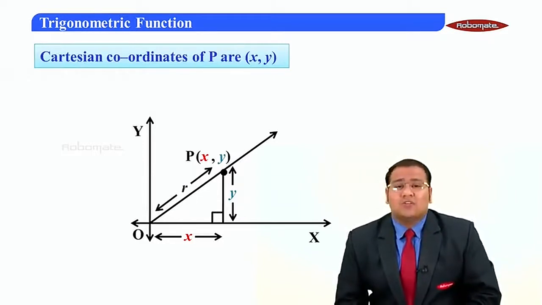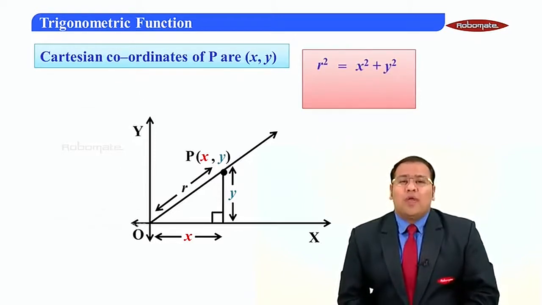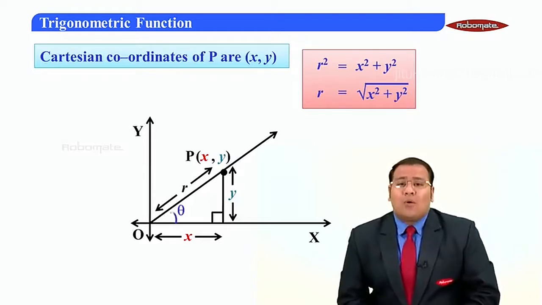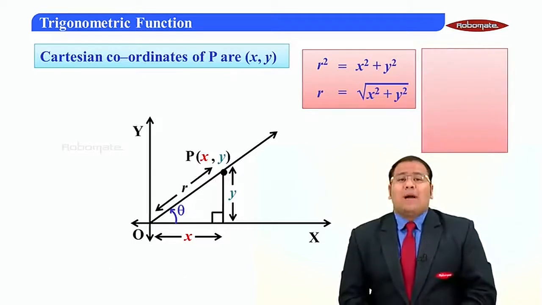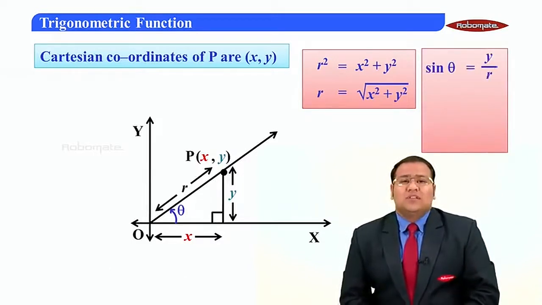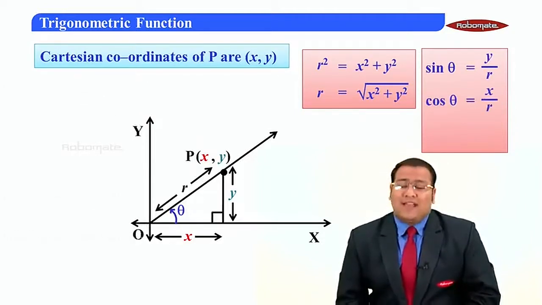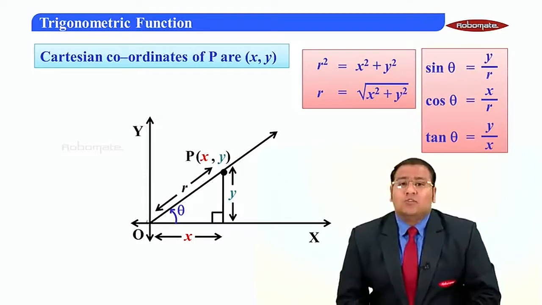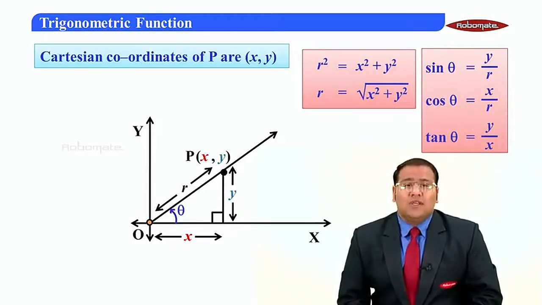You have an r, so by Pythagoras theorem I can say that r square is equal to x square plus y square. So r would be equal to root of x square plus y square. Now if you assume an angle theta in between x and r, then by applying sine theta, which is nothing but y by r, cos theta, it would be x by r, and tan theta, it would be y by x.